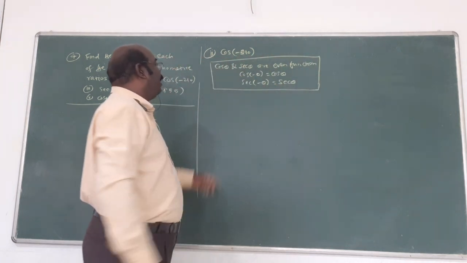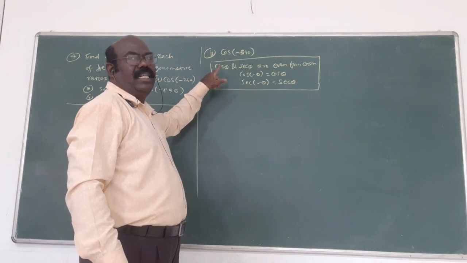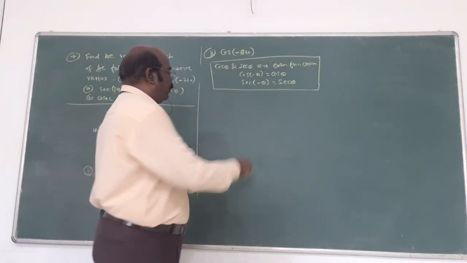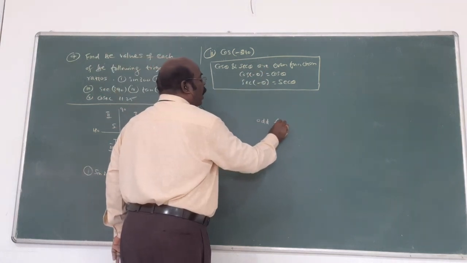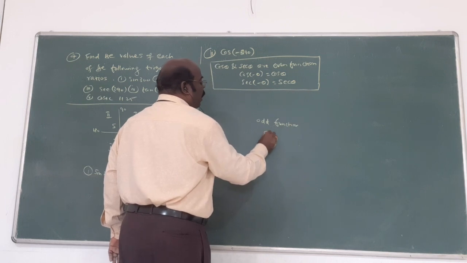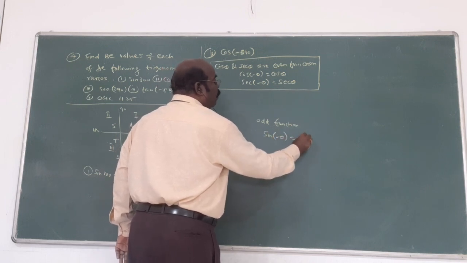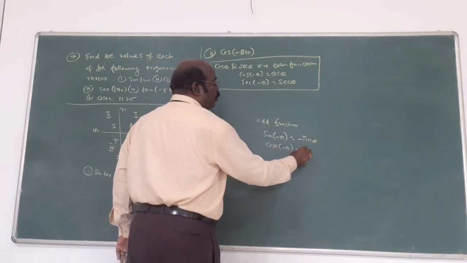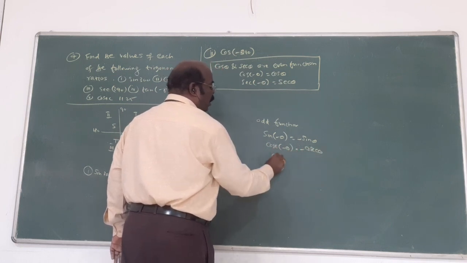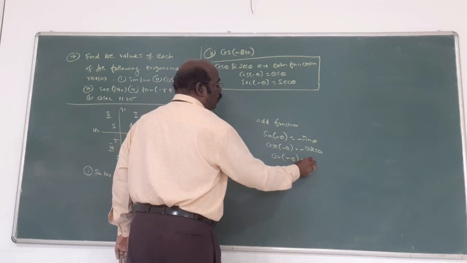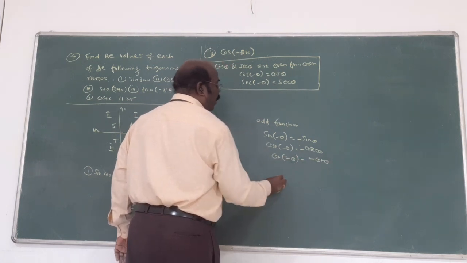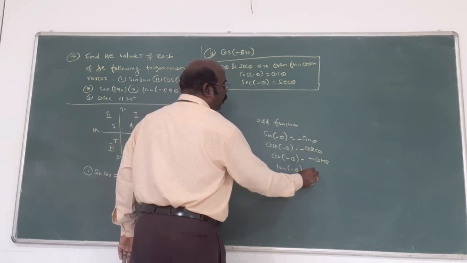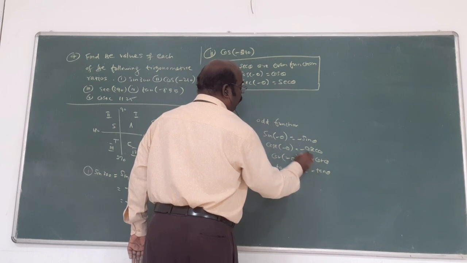The remaining are all sine, tan, cosecant, cot. These are all odd functions. Odd function means what? Sine of minus theta equals minus sine theta. Cosecant of minus theta equals minus cosecant theta. Cot of minus theta equals minus cot theta. Next one: tan of minus theta equals minus tan theta.